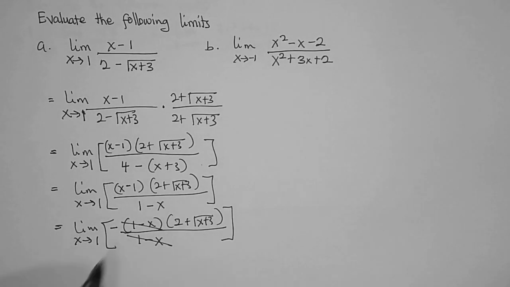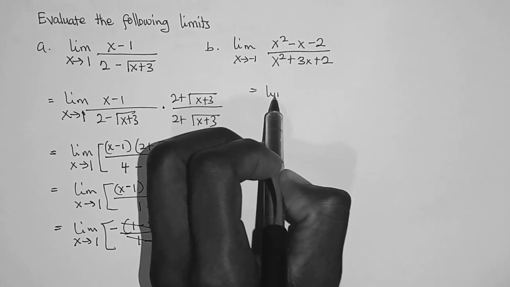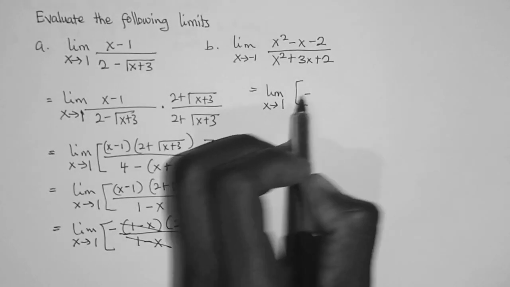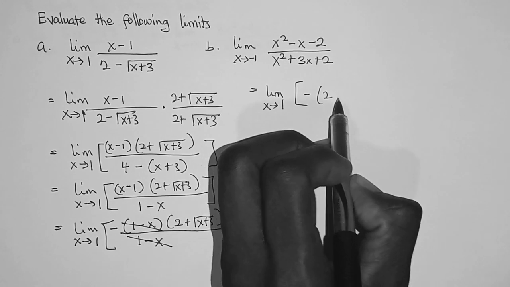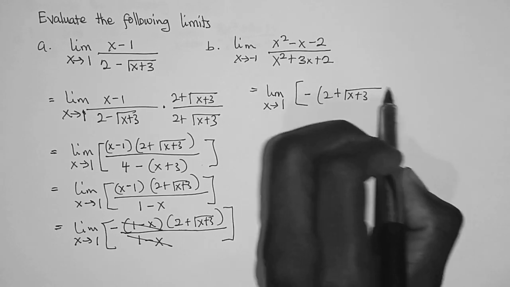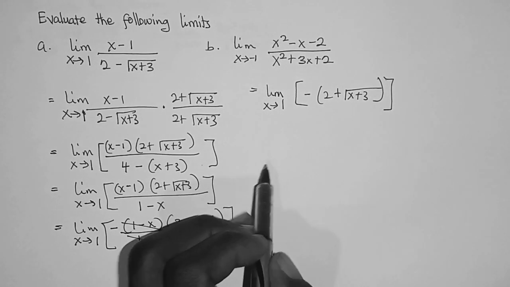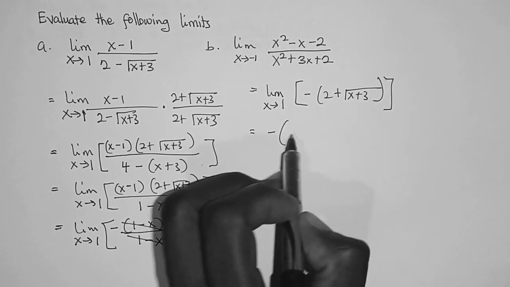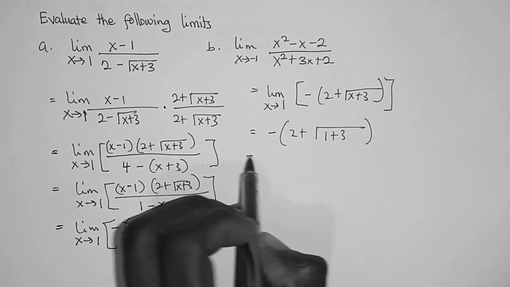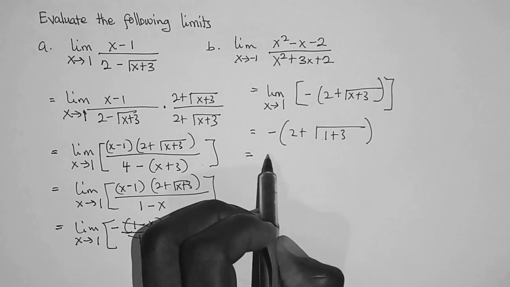So at the end of the day, this one and this one will cancel out, so we'll be left with limit as x approaches 1 of minus (2 plus root of x plus 3). So at this point you can put in the limit, and this is equal to minus (2 plus root of 1 plus 3). Now 1 plus 3 is 4, root 4 is 2, 2 plus 2 is 4, so this is equal to minus 4.